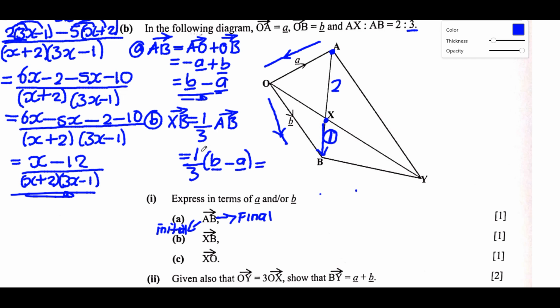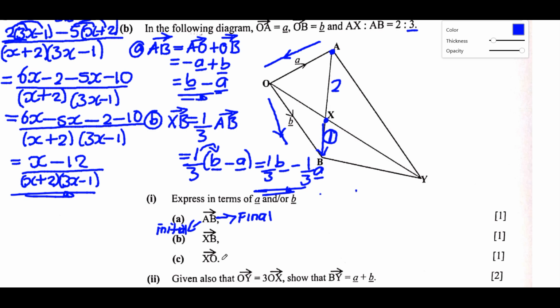So we can now expand. 1 times B, 1 over 3 times B is 1 over 3 vector B, minus 1 over 3 times negative A, which is 1 over 3 of vector A. So this is our final answer.